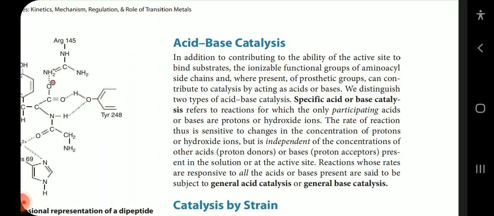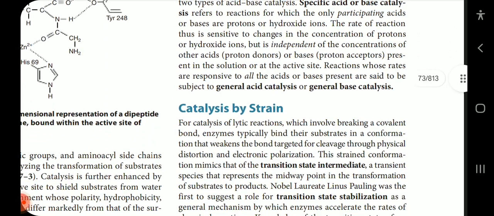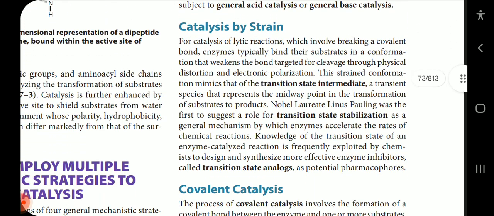The rate of reaction thus is sensitive to changes in the concentration of protons or hydroxide ions but is independent of the concentration of other acids (proton donors) or bases (proton acceptors) present in the solution or at the active site. Reactions whose rates are responsive to all the acids or bases present are said to be subject to general acid catalysis or general base catalysis.